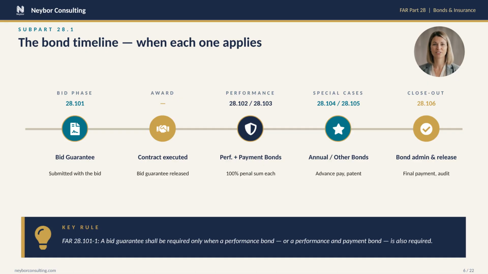Stage 5, closeout and administration under 28.106. The blue callout at the bottom is the single most important rule of Subpart 28.1. A bid guarantee is only required when a performance bond is also required. Memorize that sentence.